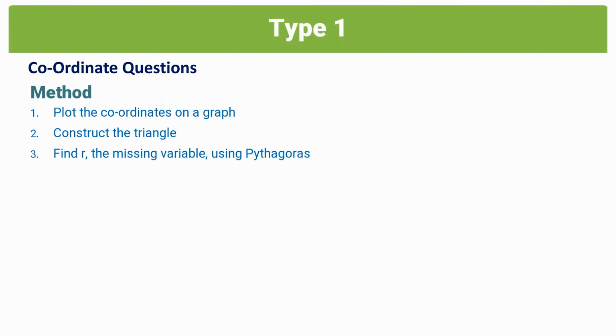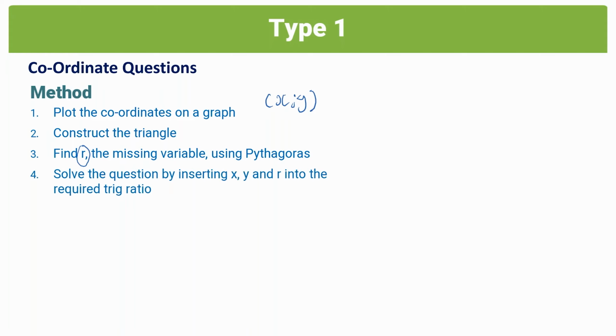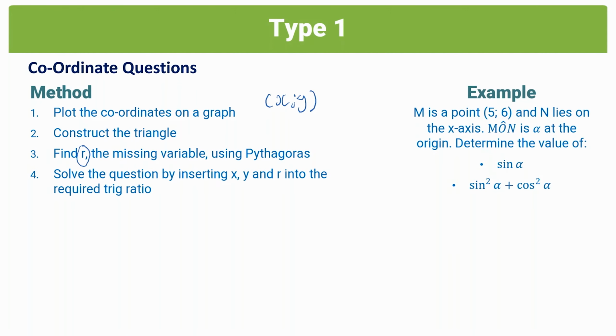So what method would you use to go about solving a question such as this? Your first step is going to be to plot the coordinates on a graph. Step 2 is to construct your triangle, and step 3 is to use Pythagoras to find your missing variable. In this case, the missing variable is r, because if you're given a coordinate, it's always going to be in the form (x, y). So you can use Pythagoras to find r. Then your fourth step is to solve the question by inserting x, y, and r into the required trig ratio.